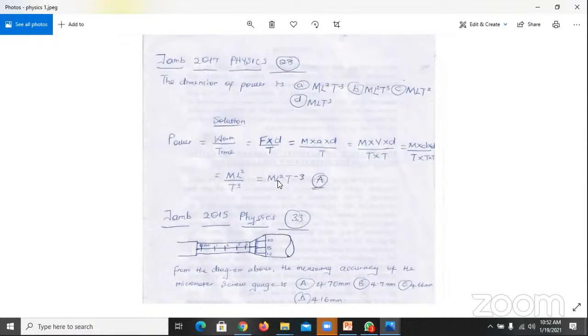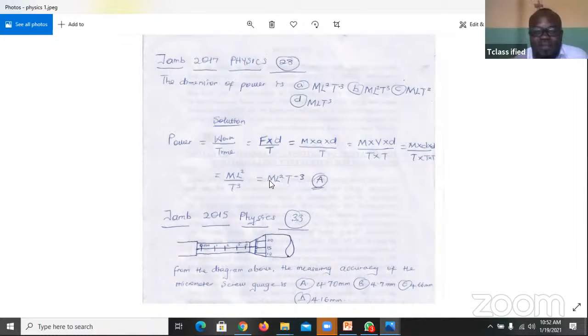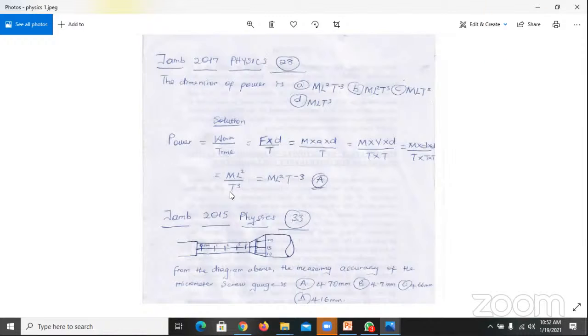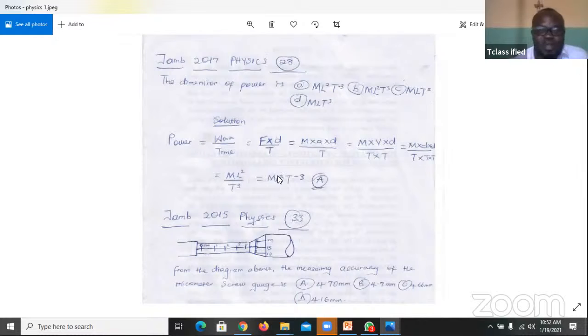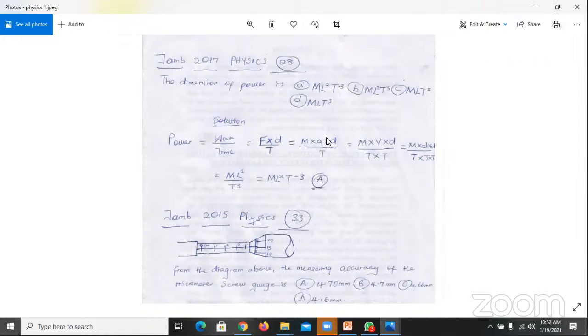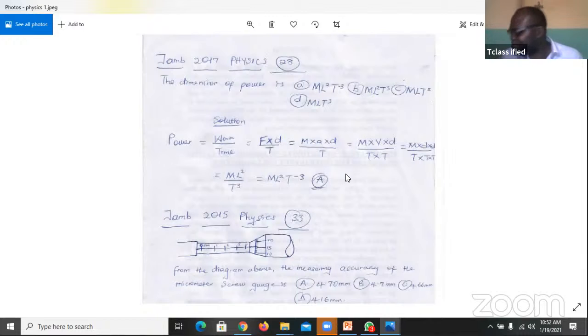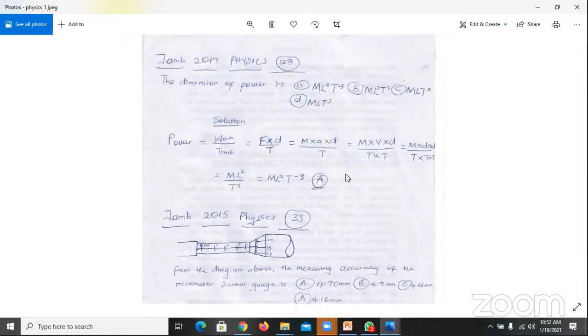If you now want to bring them on the same line, you have your ML squared, ML squared all over T. Then we now make this T to be raised to power minus 3. If it's coming up, it will be minus 3, and that's why this changes. So option A is the answer. Do we understand this dimensional analysis? Yes, sir. Very well, sir.